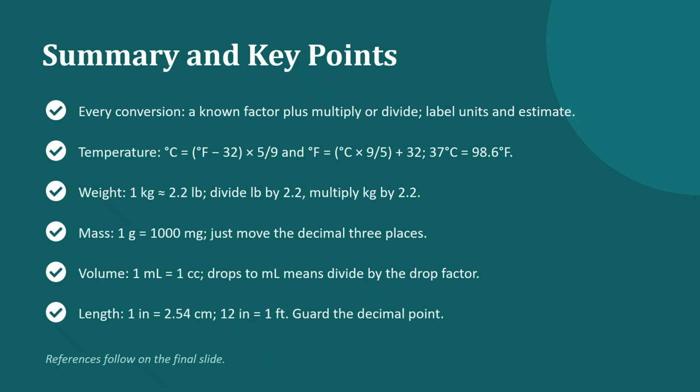For weight, 1 kilogram is about 2.2 pounds. So divide pounds by 2.2 and multiply kilograms by 2.2. For mass, 1 gram is 1,000 milligrams, which is just moving the decimal 3 places. For volume, 1 milliliter equals 1 cc, and drops convert to milliliters by dividing by the drop factor printed on the tubing. For length, 1 inch is 2.54 centimeters, and 12 inches makes a foot.